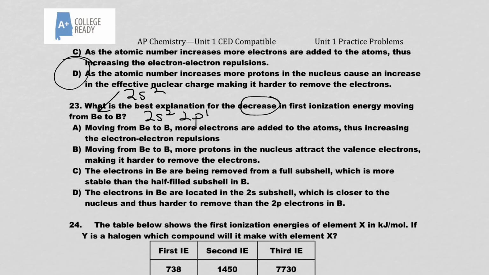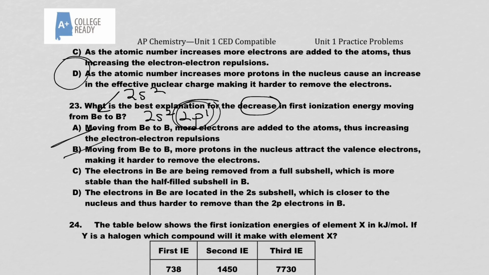A: moving from beryllium to boron, more electrons are added to the atoms, thus increasing the repulsions. That's true, but they have different numbers of protons, and it's really where these are located. Don't get tricked into picking A, because that is not a good explanation. B: moving from beryllium to boron, more protons in the nucleus attract the valence electrons, making it harder to remove the electrons. That's true generally, but here it's not, because boron has one more proton, yet it takes less energy to remove this electron. That's the normal reason, and it's not applying in this special circumstance.